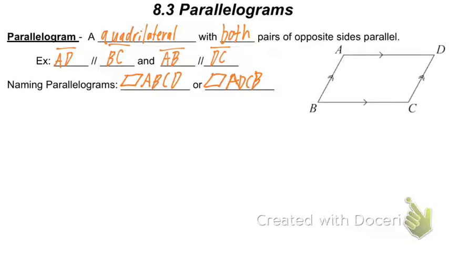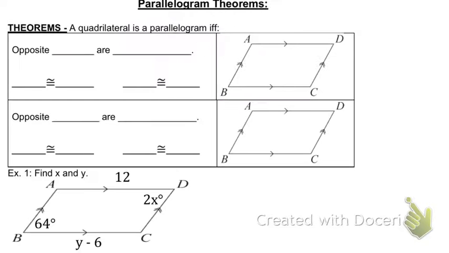Now, we do have some theorems we know about parallelograms to be true, okay? So a quadrilateral is a parallelogram IFF. Does anyone remember that way back from chapter 2? If and only if. Meaning that's a biconditional, meaning it goes both directions. So what that means is the normal part is true as well as the converse, okay? So both the converse and the regular are going to be true for these.